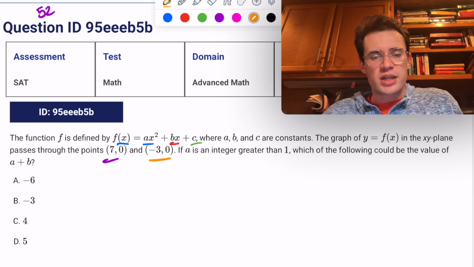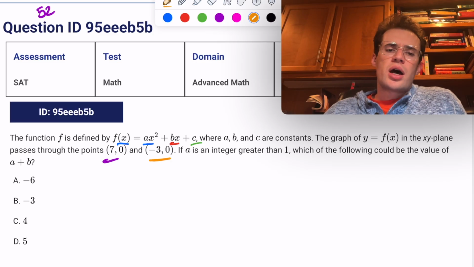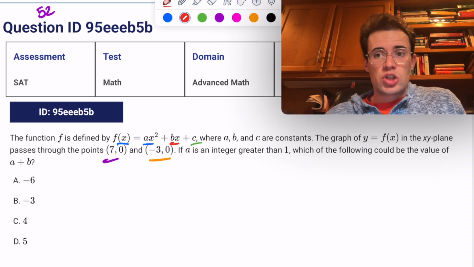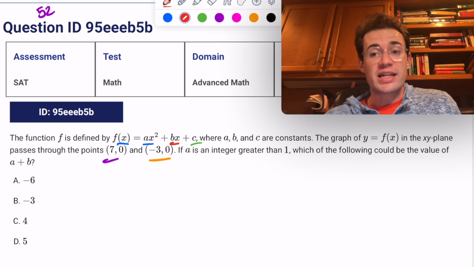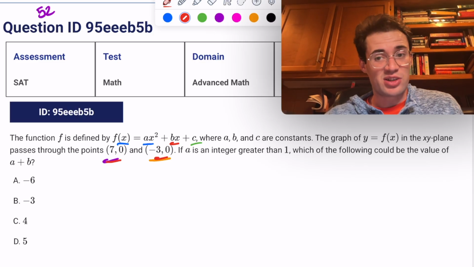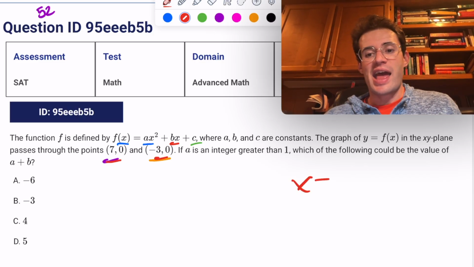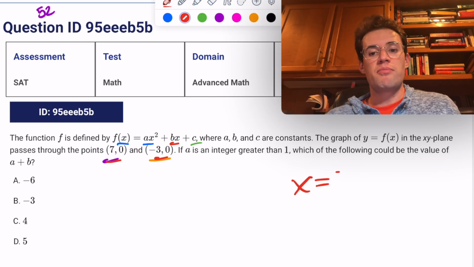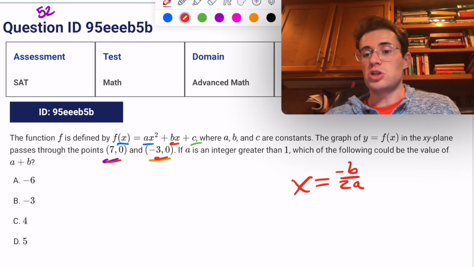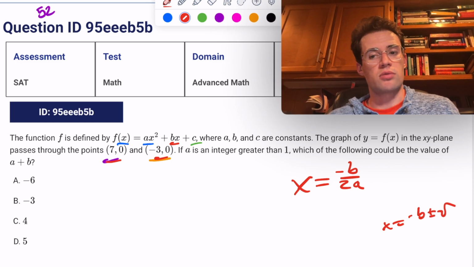of a plus b? Well, what we can do here is right away, I'm thinking it's going to be something that has to do with the axis of symmetry. So we know the axis of symmetry will pass through the vertex, and it will be halfway between the two zeros, which they gave us, and it's always going to be equal to negative b over 2a. Now, if you have trouble remembering that's negative b over 2a, then you can just use the quadratic formula song. So x equals negative b plus or minus square root of b squared minus 4ac all over 2a.